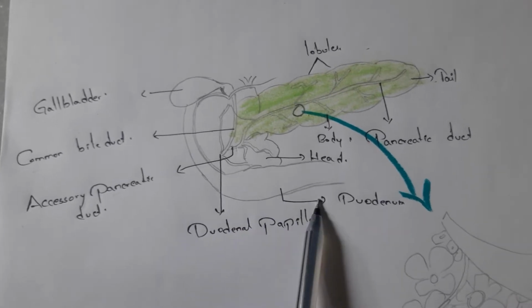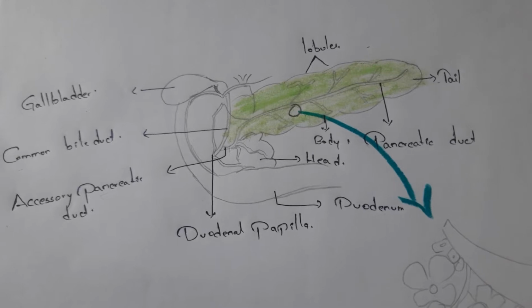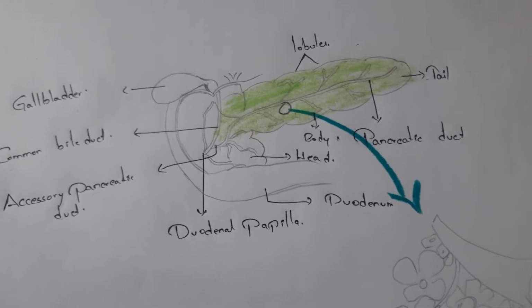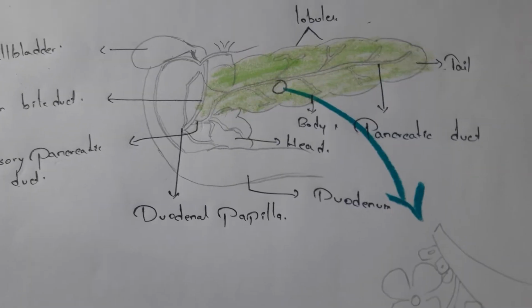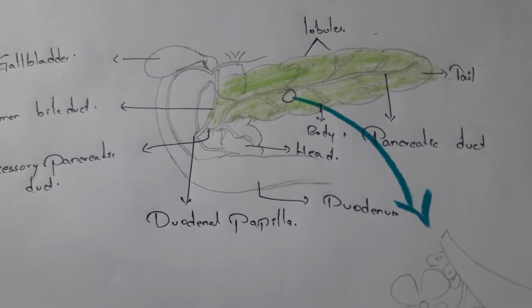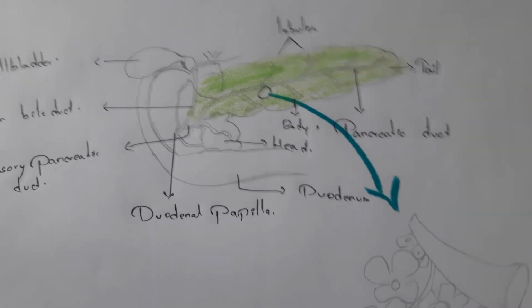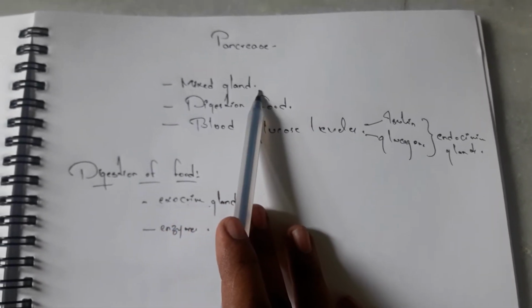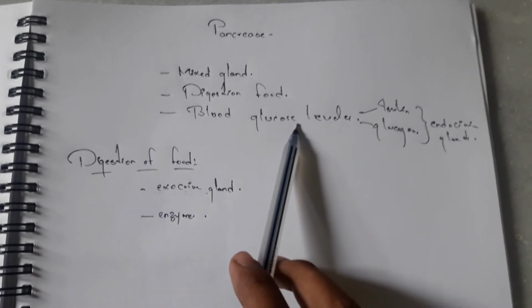This is the duodenum. Let us see how the pancreas works and where it is located. It is located in the abdominal cavity behind the stomach. Oh my god, do you know how many functions the pancreas is going to do? Let us see. Actually, the pancreas is a mixed gland. Its functions are digestion of food and maintenance of blood glucose level.